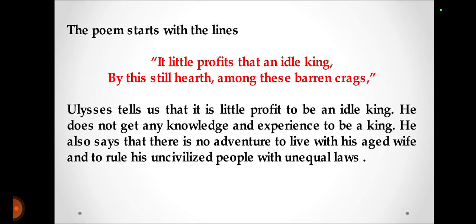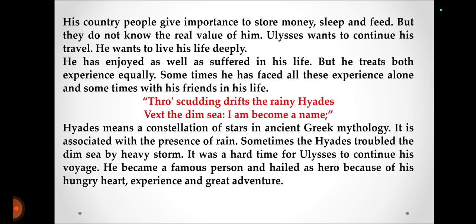The poem starts with "It little profits that an idle king." Ulysses tells us that it is little profit to be an idle king. He doesn't get any knowledge and experience to be a king. So he also says that there is no adventure to live with his aged wife, and to rule his uncivilized people with unequal laws. His countrymen give importance only to money, sleep, and feed. But they don't know the real value of Ulysses.